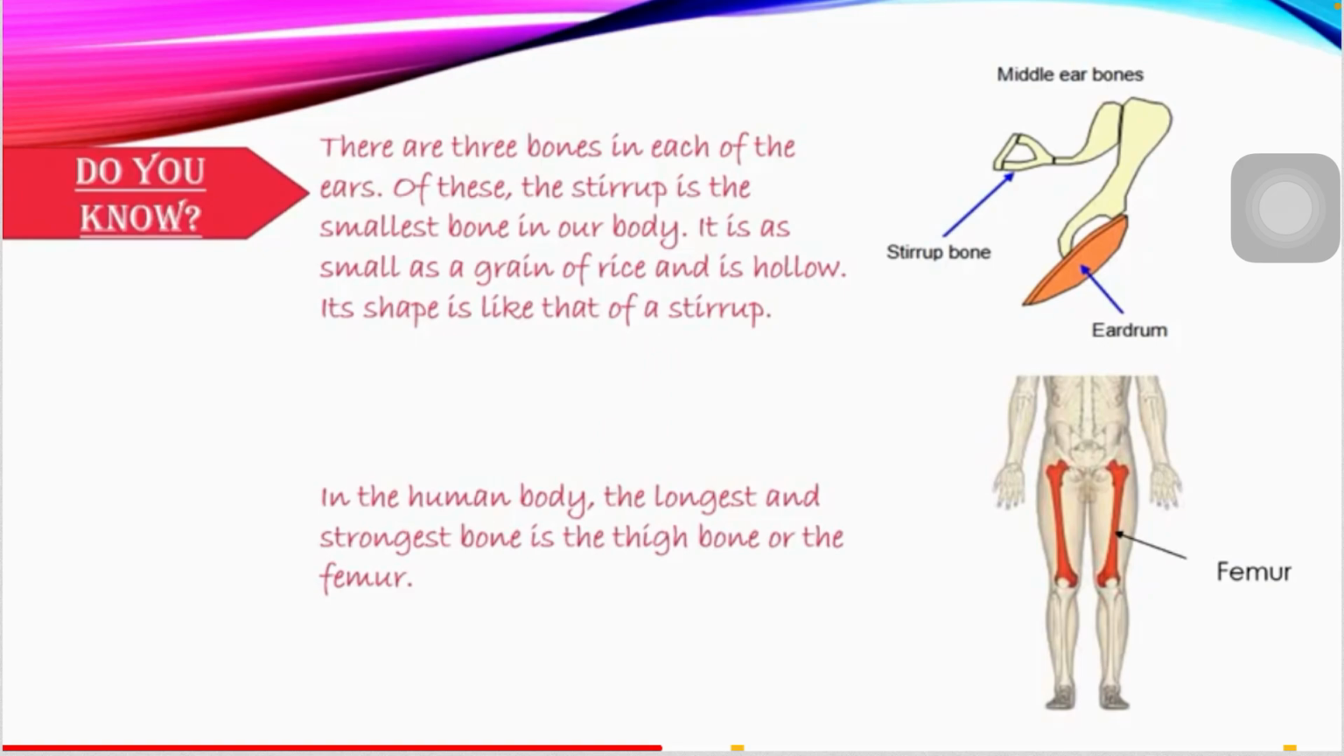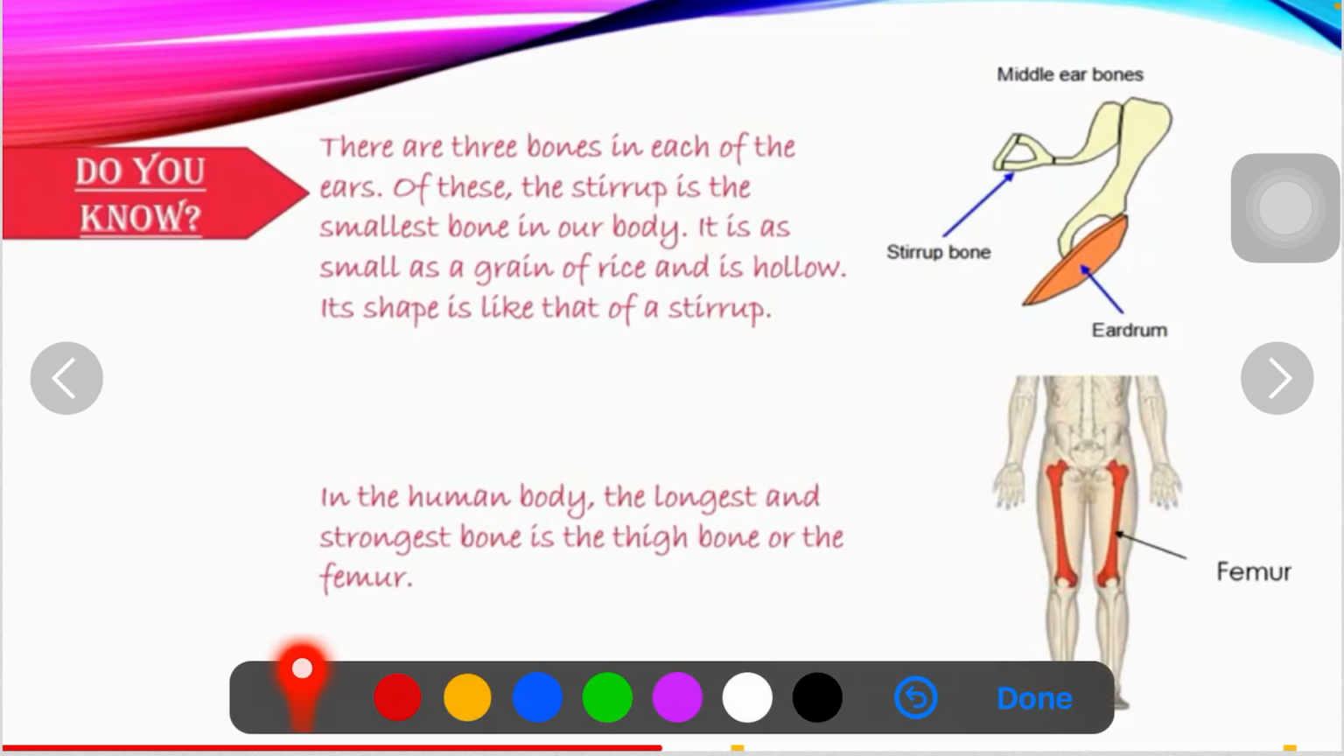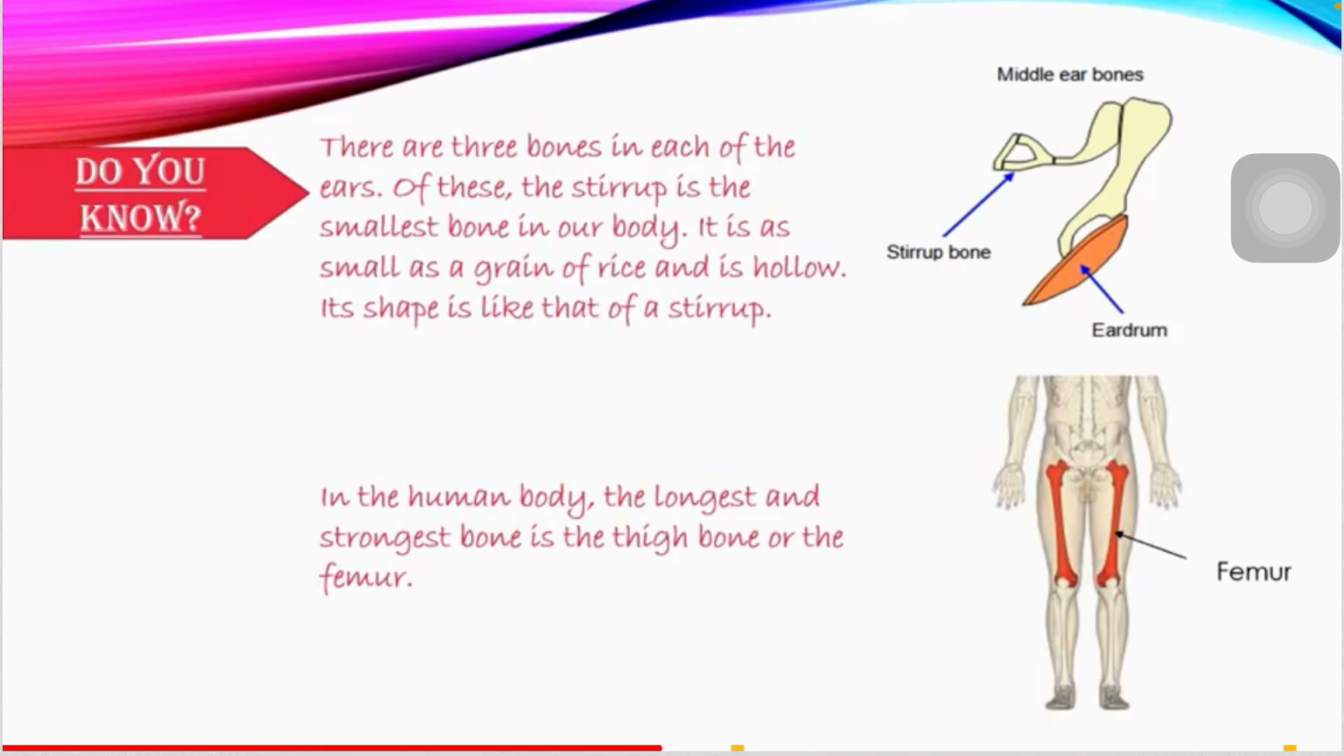Students, do you know there are 3 bones in each of the ears? Of these, the stirrup is the smallest bone in our body. It is as small as a grain of rice and is hollow. Its shape is like that of a stirrup. In the human body, the longest and the strongest bone is the thigh bone or the femur. So you got to know about 2 types of bone, the smallest bone and the longest bone. The smallest bone is in the ear and the longest and the strongest bone is the thigh bone.